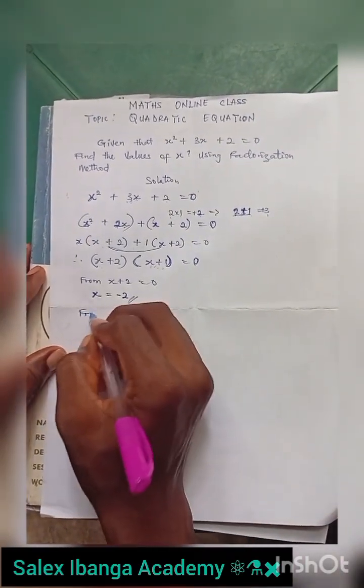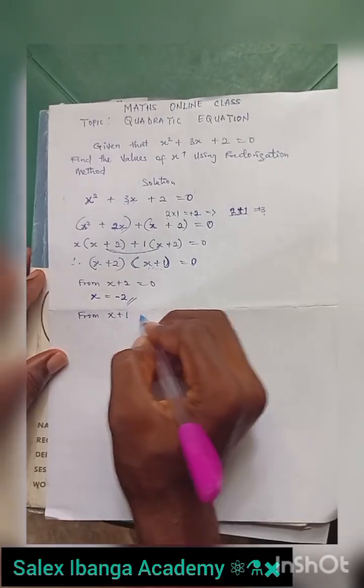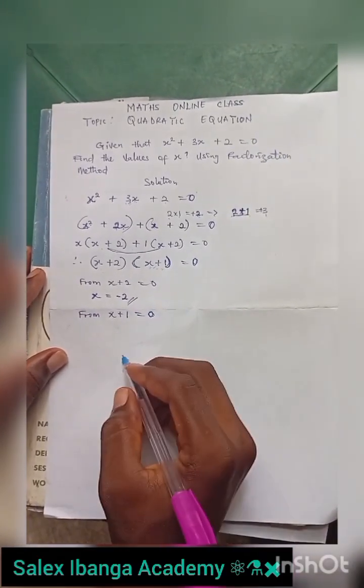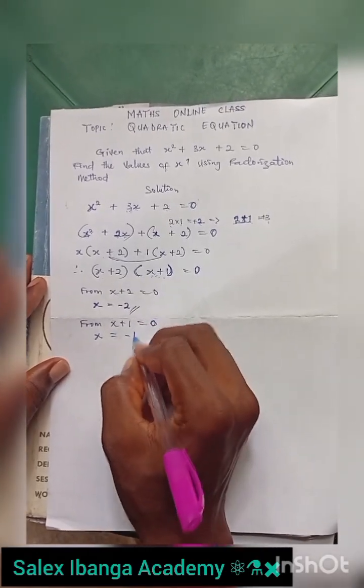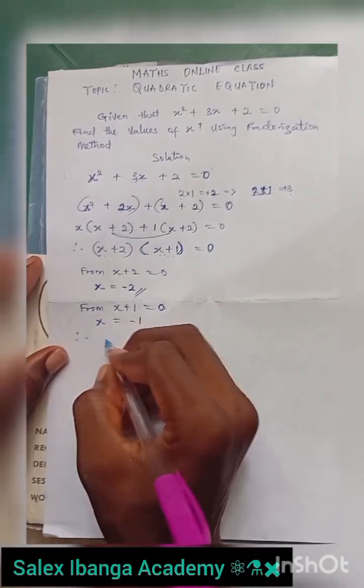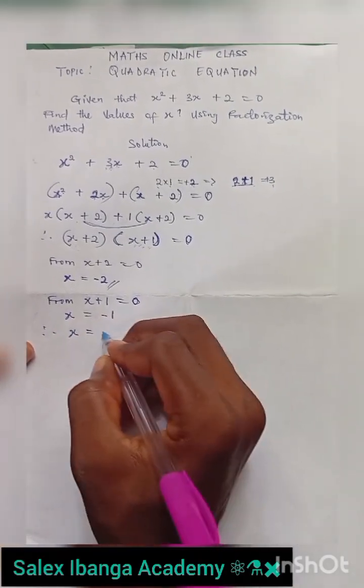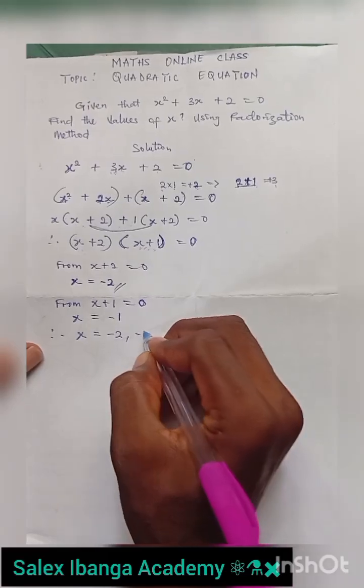From x plus 1 equals 0, I can say that x equals minus 1. Therefore, x equals minus 2 or minus 1.